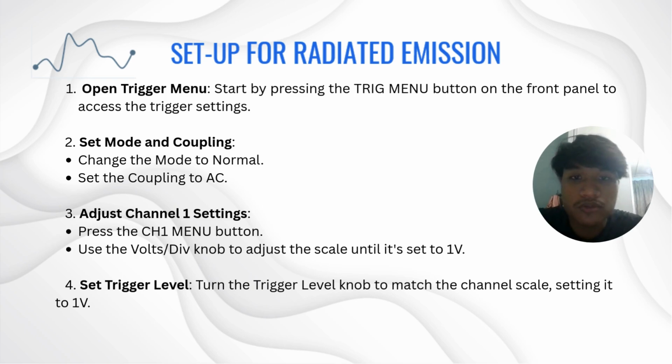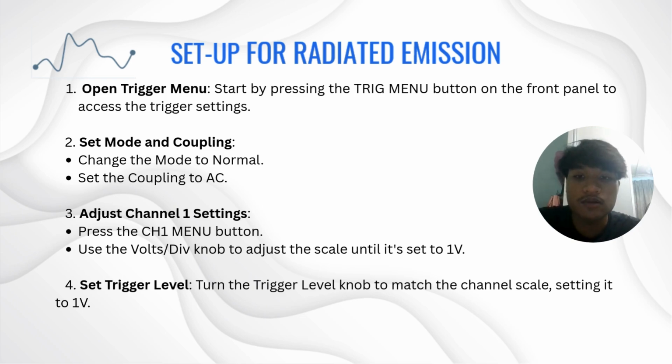Next, I will explain and teach you how to set up for radiated emission. The first step is to open the trigger menu. What you have to do is start by pressing the trigger menu button on the front panel to access the trigger setting. After that, you will set mode and coupling. You can change the mode to normal and set the coupling to AC because in this lab we are using the AC system.